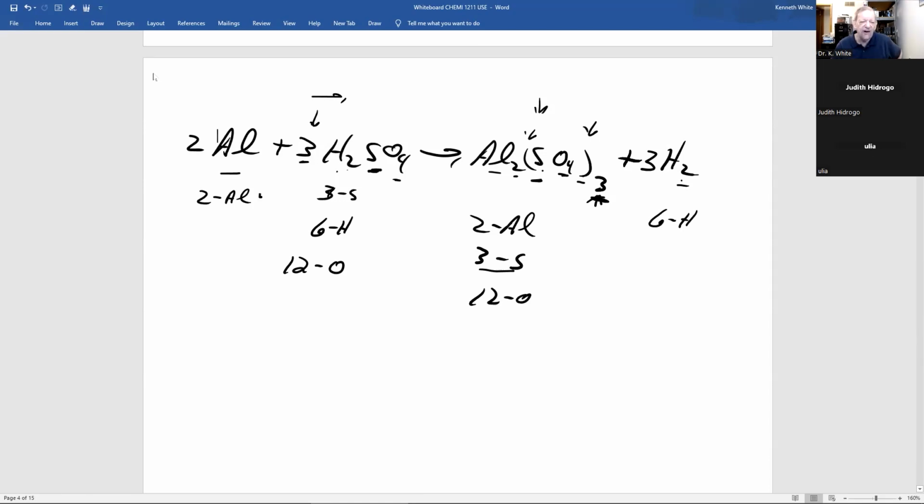I have 2 aluminum, 2 aluminum, 3 sulfur, 3 sulfur, looking really good. 6 hydrogen, 6 hydrogen. I think we're almost done. Let's check. 12 oxygen, 12 oxygen. We're balanced, yes. So remember, leave hydrogen and oxygen last. And don't forget, when you have these brackets, this molecule here has 1 times 3 sulfur and 4 times 3 oxygen. And that's important. Now, I'm going to ask you to wait a second because I thought I had the right reaction. Let me find another one for you.